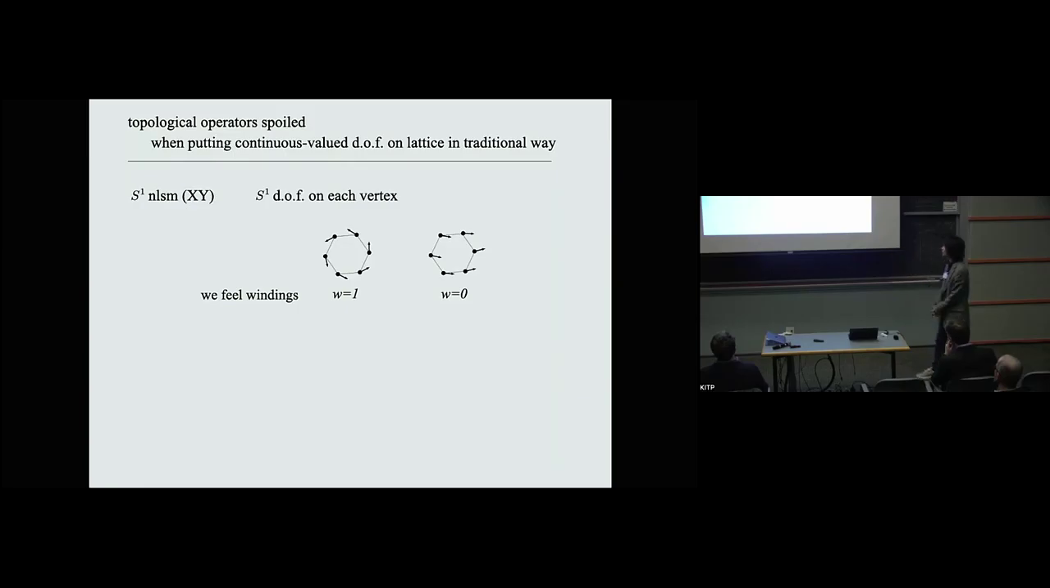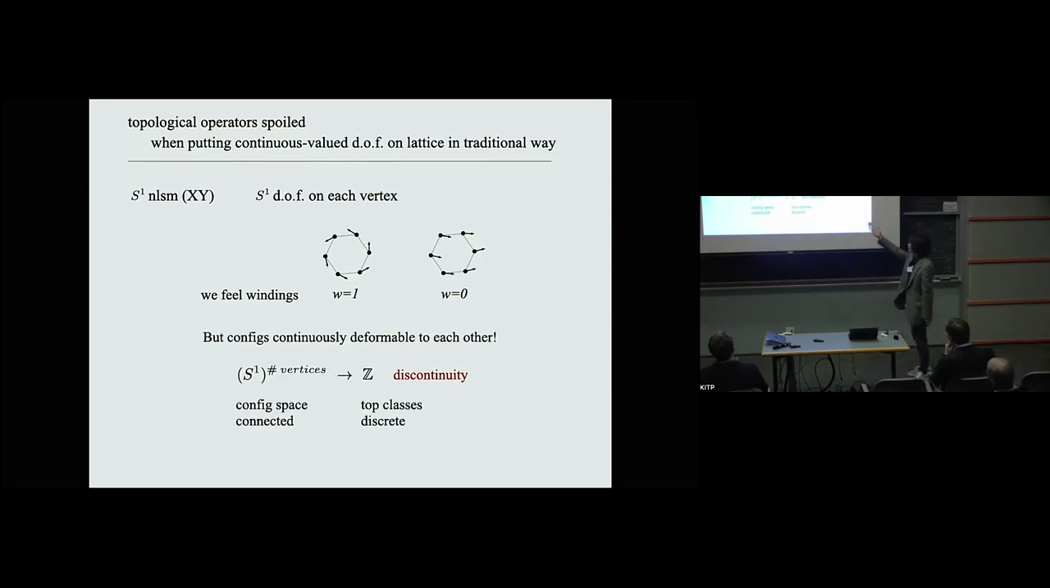Now let's just look at the problem. Let's consider the S1 non-linear sigma model, in condensed matter called the XY model, where we have an S1 degree of freedom living on each vertex, right? And let's consider for simplicity a one-dimensional lattice. Then we obviously feel that these 2 configurations should have winding numbers 1 and 0 respectively, right? Otherwise we are lying to ourselves.